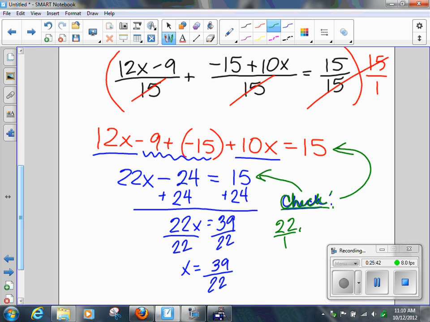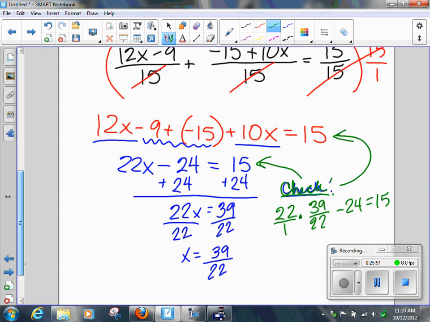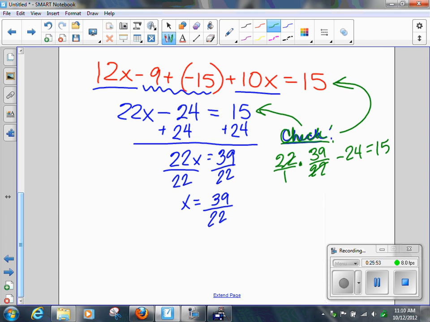22 over 1 times, I'm going to do it on paper. I don't need this stinking calculator. Is 39 minus 24 15? Yeah. So I know I'm right. Thank you. Right on? Everybody cool with that?